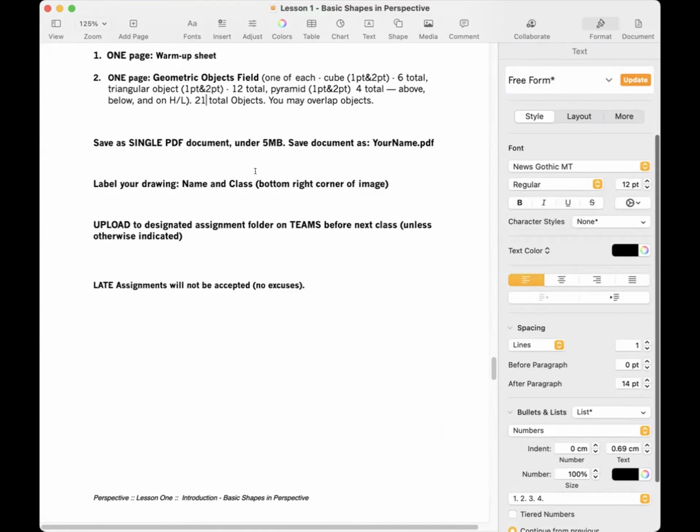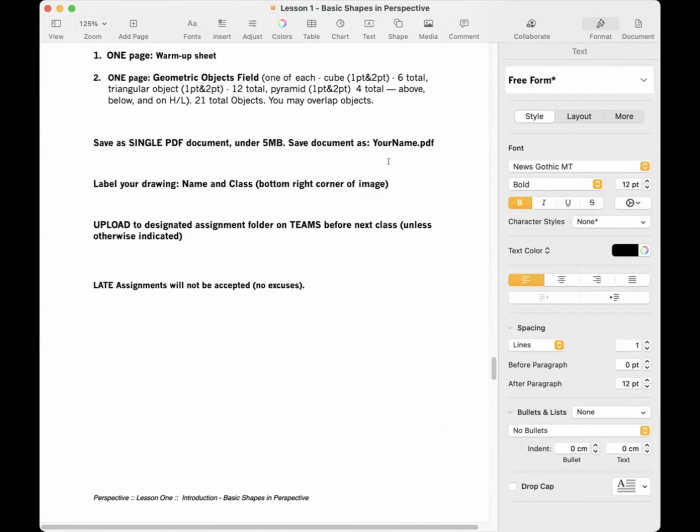Please keep it under 5 meg so that it doesn't take forever for it to open for me on this end of things. If it's not a PDF, I'm not going to open it, and you will remain with a 0 until you change the file. If you have more pages, you will lose marks. How you'll lose marks, I'll go over in a second.